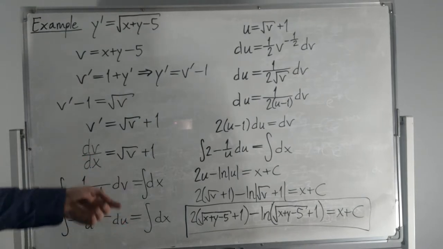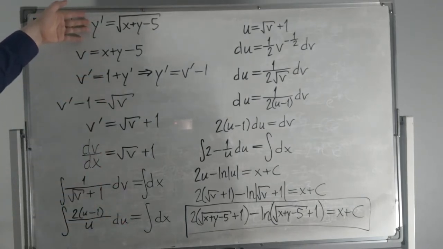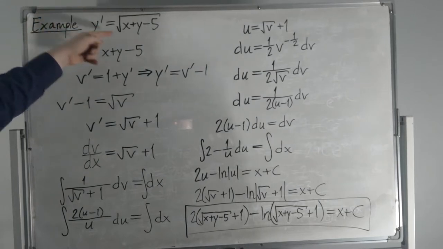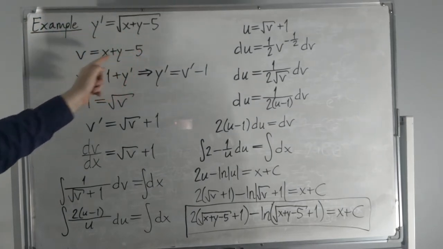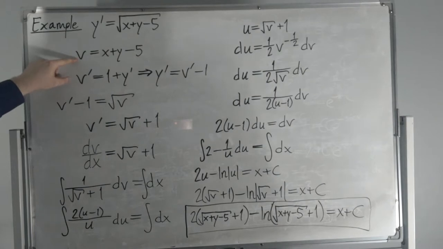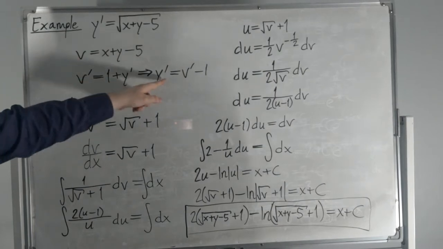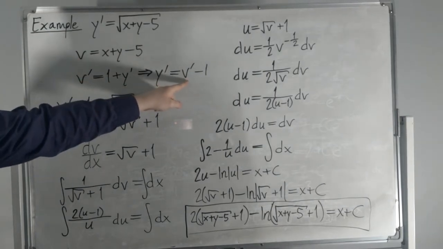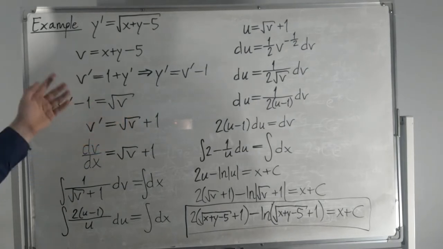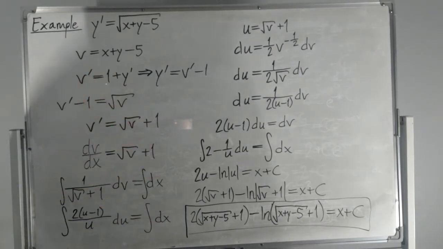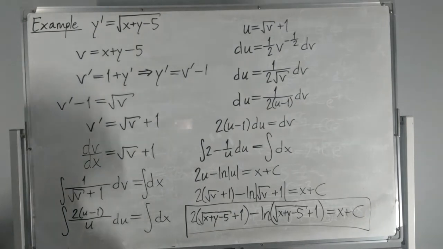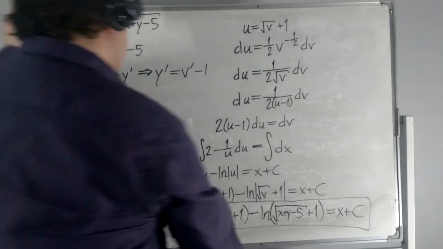So again, just to emphasize, you have an ODE that's hard to solve. You pick a piece of it and set that to V. You take the derivative of V in order to figure out what y prime is in terms of V, and then rewrite the ODE and solve it. Let's try another one.